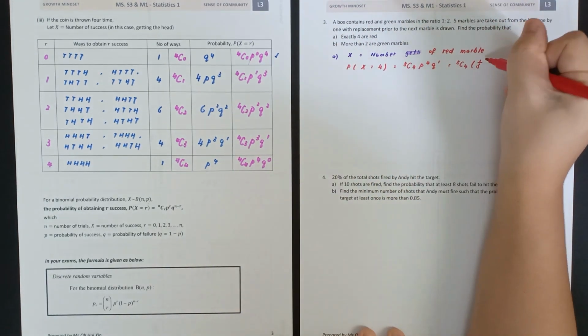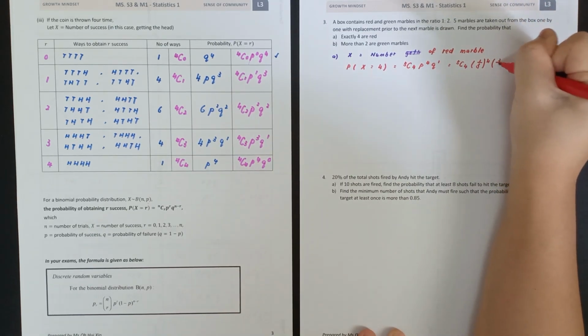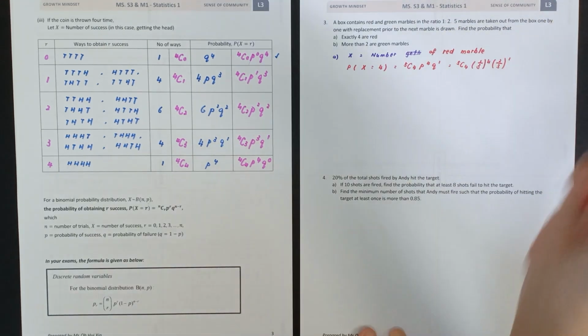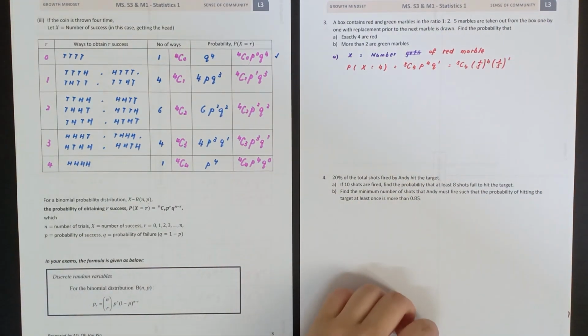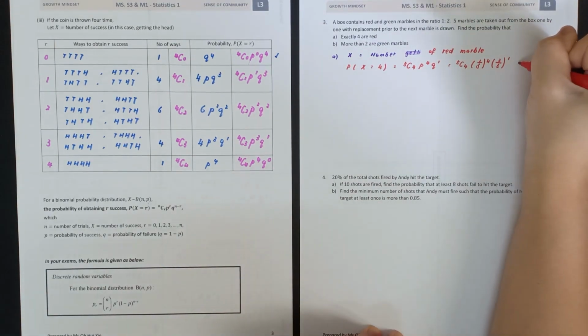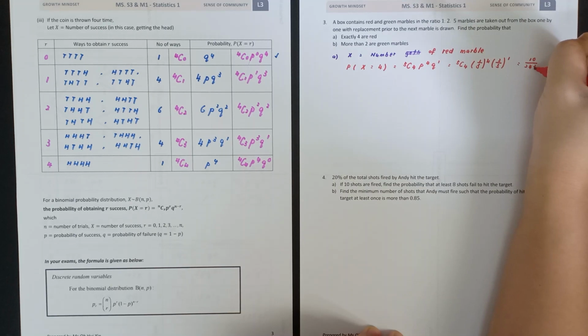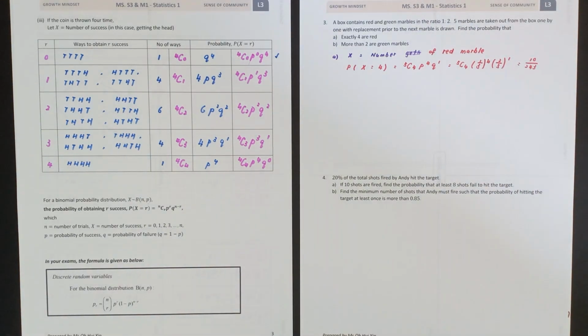Okay, so (1/3)^4 for red. For green it will be (2/3)^1. So when you multiply them together, you will get 10/243. Anything that you can still write as a fraction, just write it as a fraction, and it will give you a more accurate answer. Okay, so that's for A.